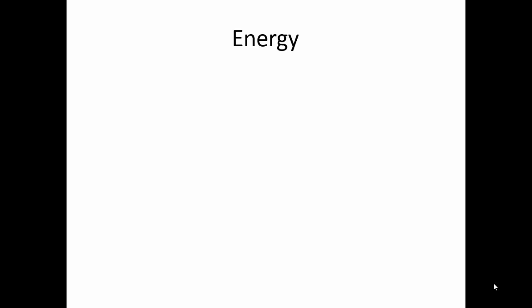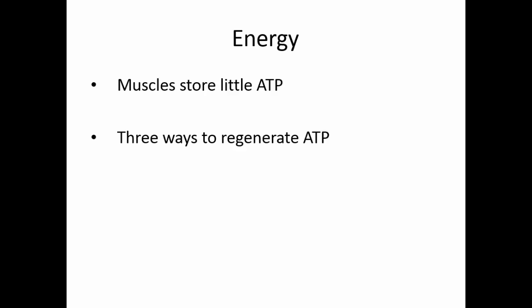In order for muscles to contract, we have to have energy available. The only energy the cell can use is the energy that's in the high energy bond of an ATP molecule. Muscles store a little bit of ATP, but that ATP is used up in a couple of seconds of muscle contraction. So we have to have ways to generate more ATP so the muscle can continue contracting.